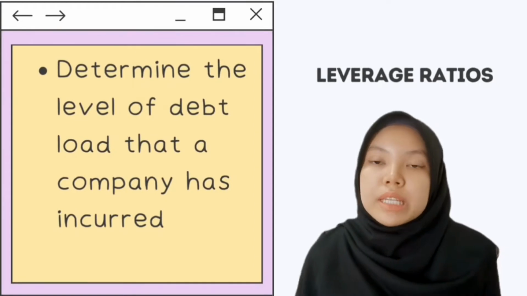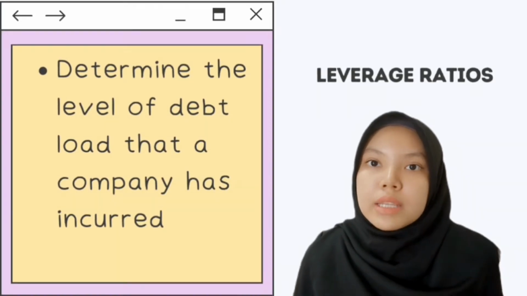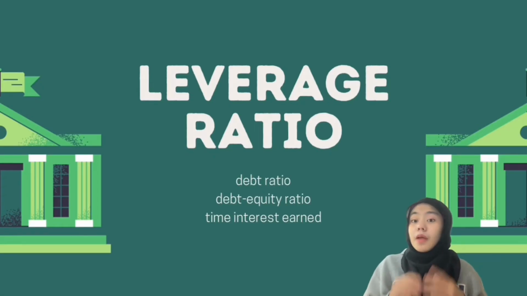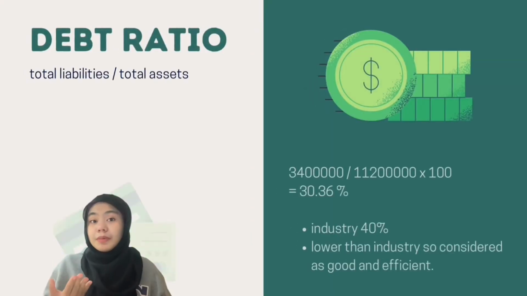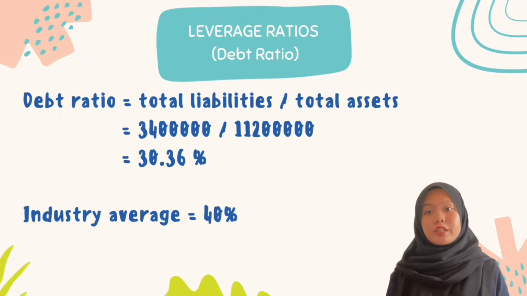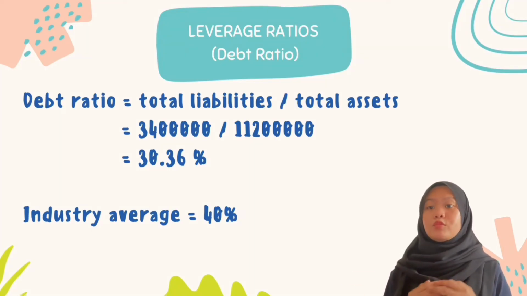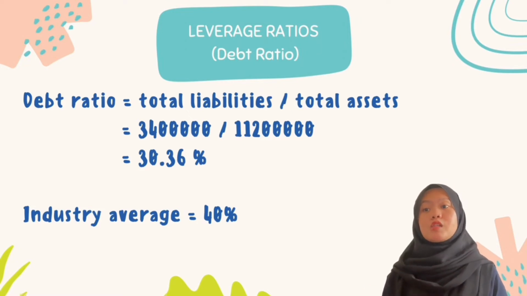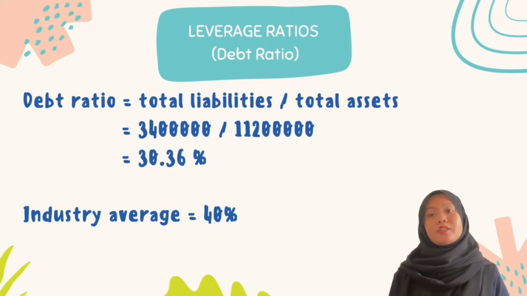Leverage ratio determines the level of debt load that a company has incurred. For debt ratio, we have total liabilities divided by total assets. It equals 30.36%. Khidmat Bakti Berhad's debt ratio is 30.36%. Meanwhile, the industry average is 40%. This shows that Khidmat Bakti Berhad's ratio is lower than the industry, which is good and preferable.